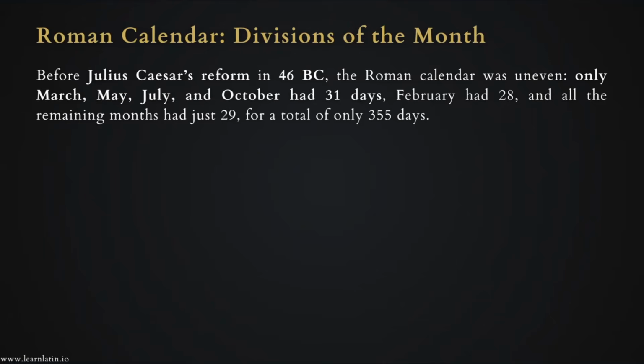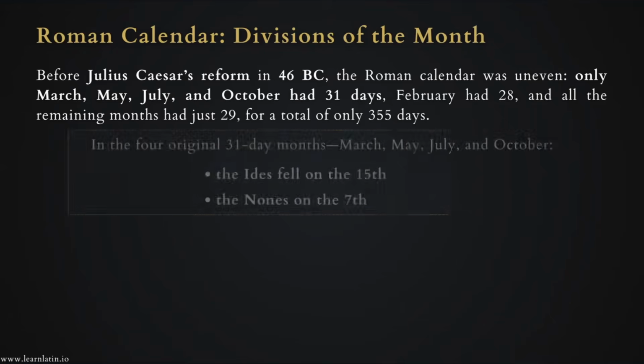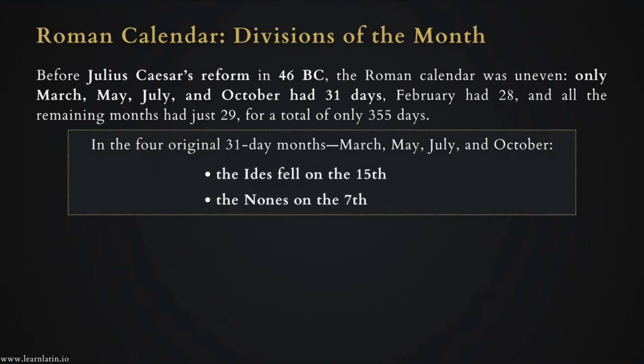That's why Julius Caesar wanted to reform the calendar, because it was really a mess with this extra month added sometimes. But the important thing here is that you remember that originally only March, May, July, and October had 31 days. That's why these months had the Ides, the Idus, falling on the 15th, which is closer to the middle of the month. It's not exactly the middle, but it's closer. And the Nones were on the 7th.